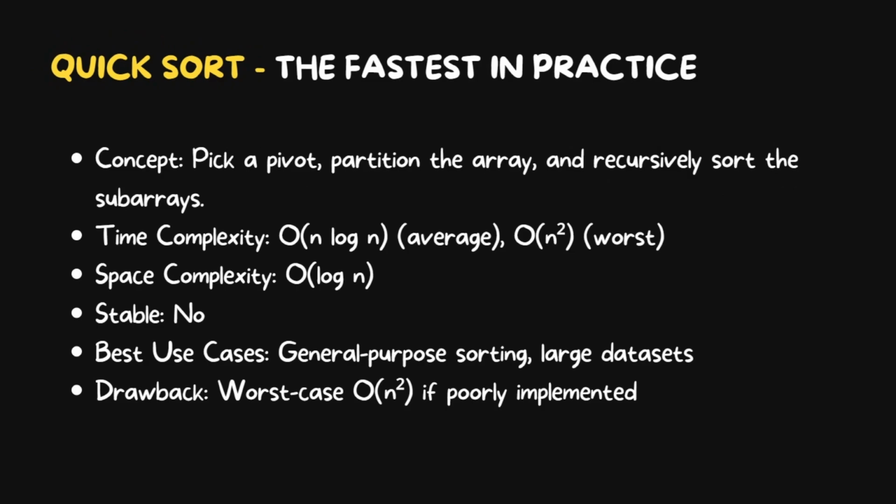Best use cases, general purpose sorting, works well for larger datasets. Its drawback is that it can degrade to O(n²) in the worst case if the pivot is chosen poorly. Despite its worst case scenario, quicksort is very fast in practice and is even used in many programming libraries like Python's sort function.